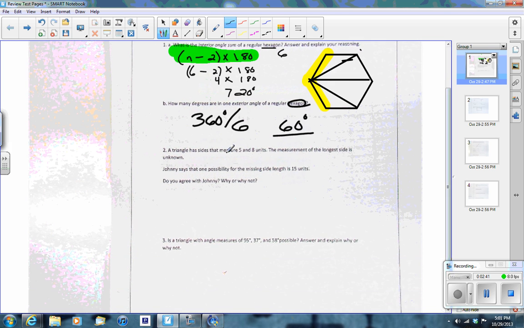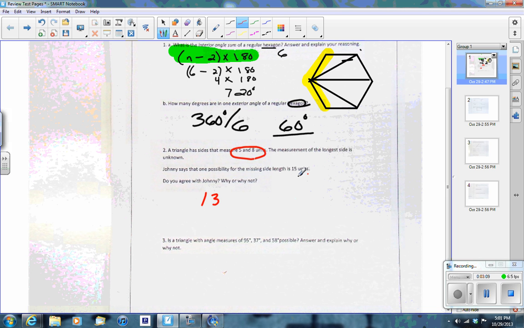Okay, and number 2: a triangle has sides that measure 5 and 8 units. Again, it's important to remember that a triangle can only be formed when the sum of the two smaller sides is greater than the larger side itself. In this case, we've got a 5 and an 8 for side lengths. So that's a total of 13.